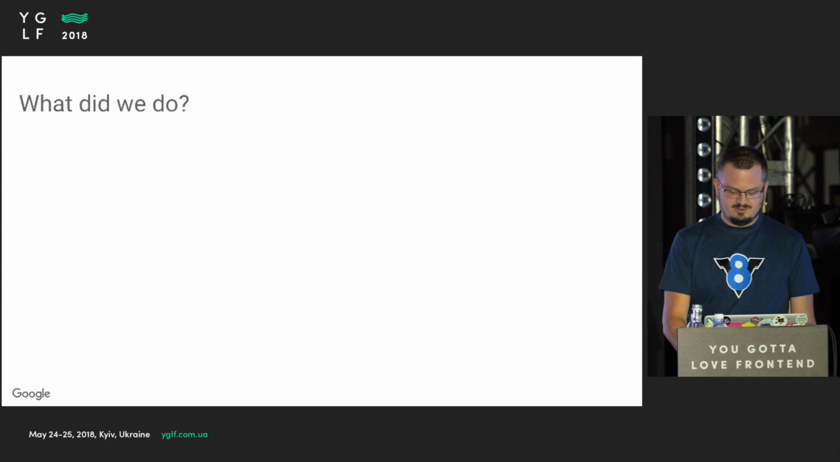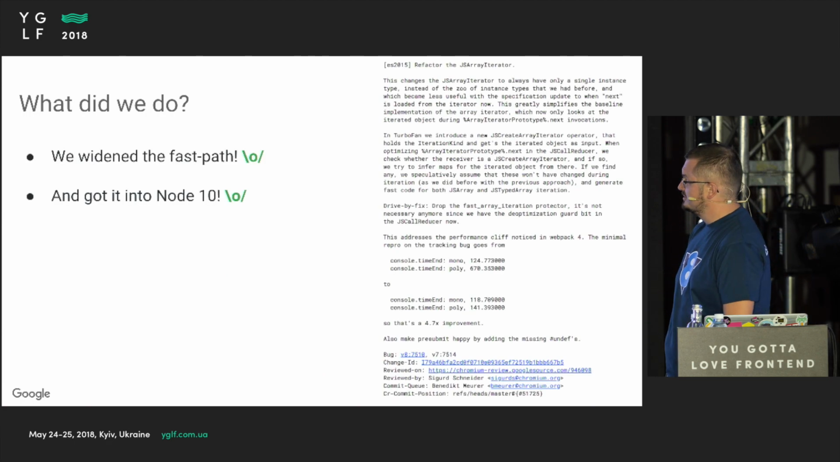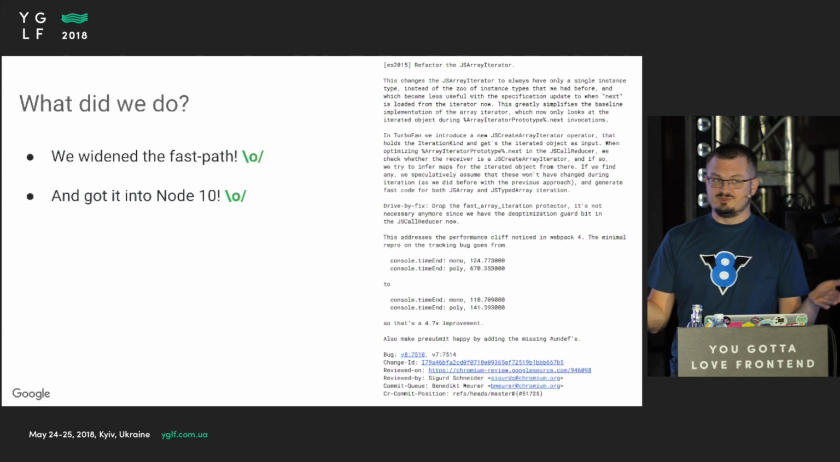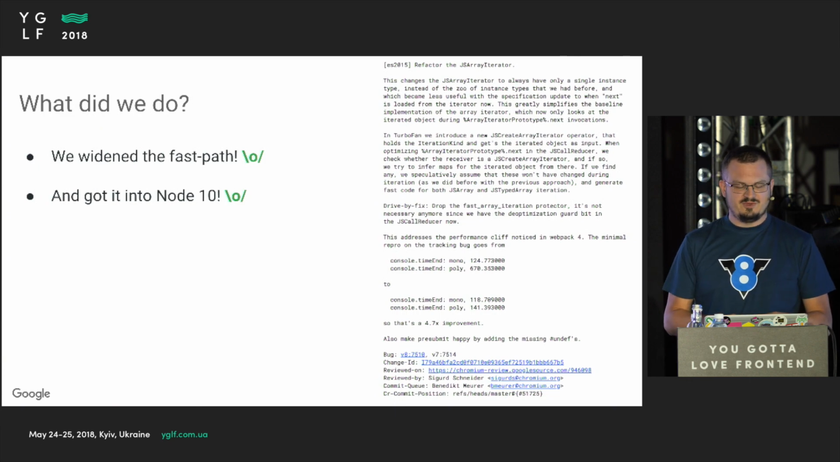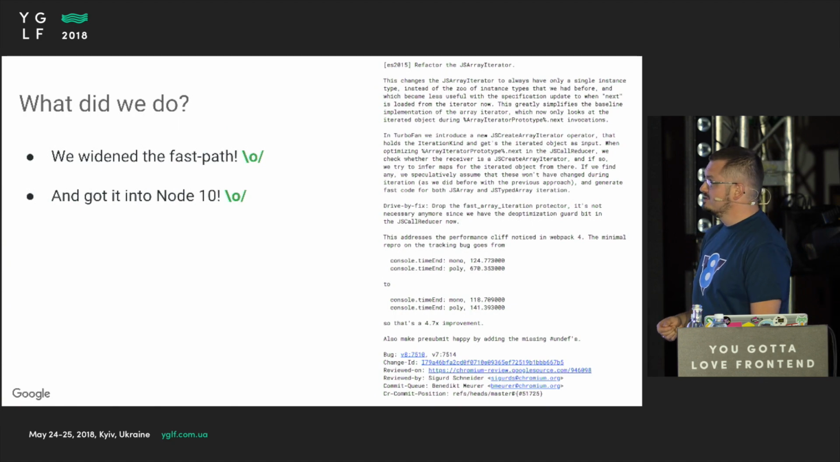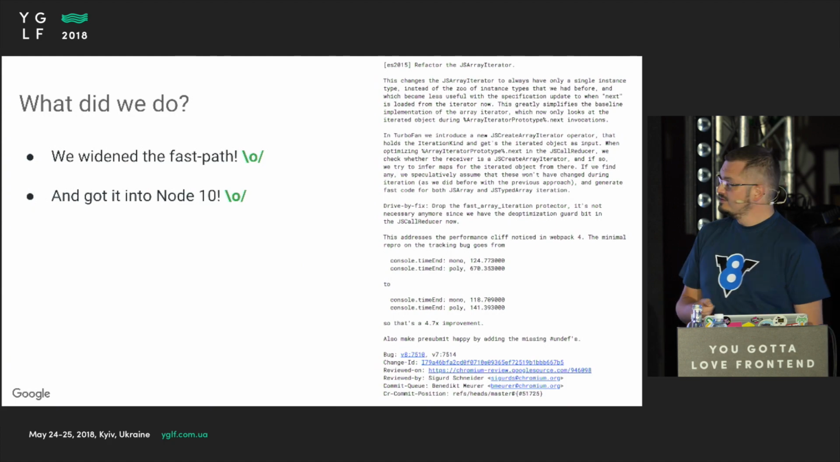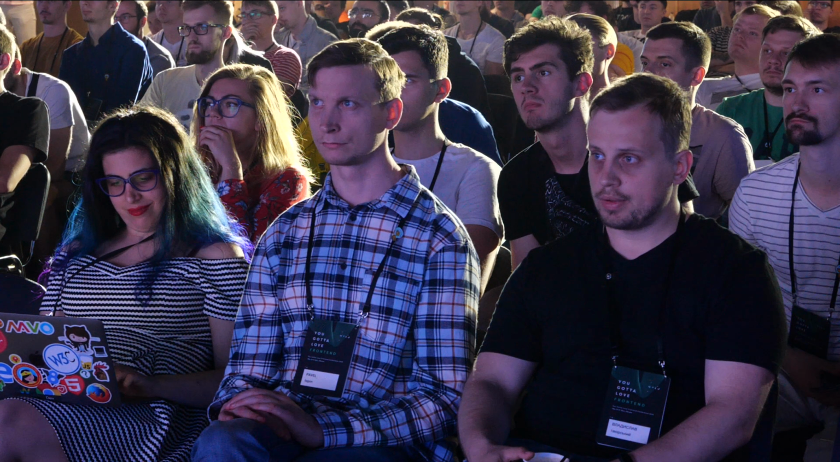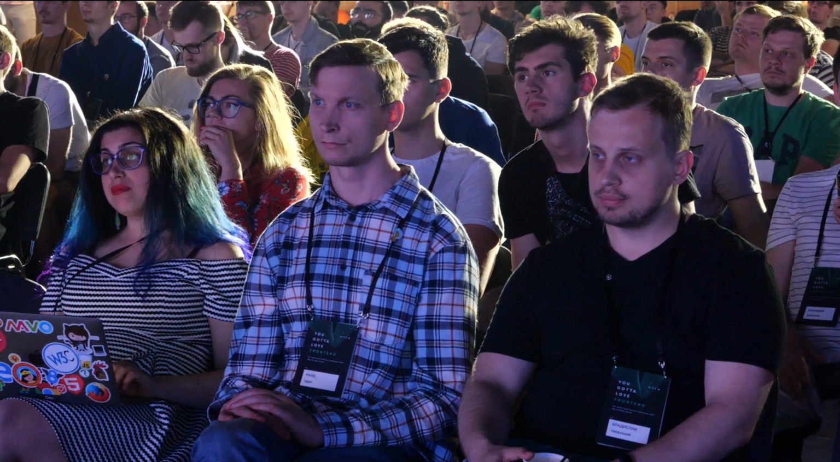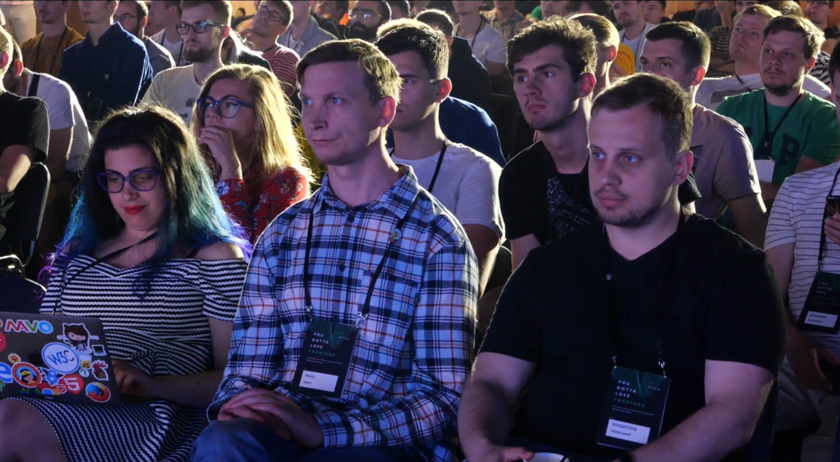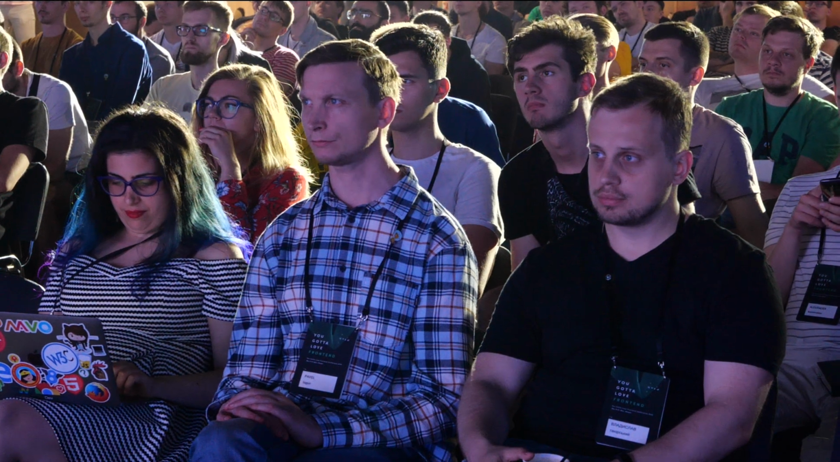So what did we do? Well, actually, we fixed the problem. We widened the fast path. Once we knew what the problem was, it was fairly straightforward. We just had to come up with a new idea. And then we had a fast path that is even resilient to things like this and could work. And this fast path is in Node 10, and Webpack had this workaround, or still has this workaround, until they switched to Node 10. And everyone was happy.